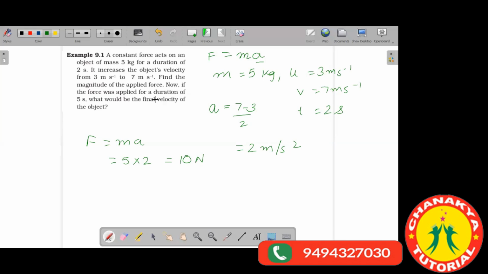Now if the force was applied for a duration of 5 seconds, what would be the final velocity of the object? This question can now be solved with the help of the first chapter. So you need here the help of chapter 1. If the force was applied for a duration of 5 seconds, what would be the final velocity of the object? Which formula is to be used now?